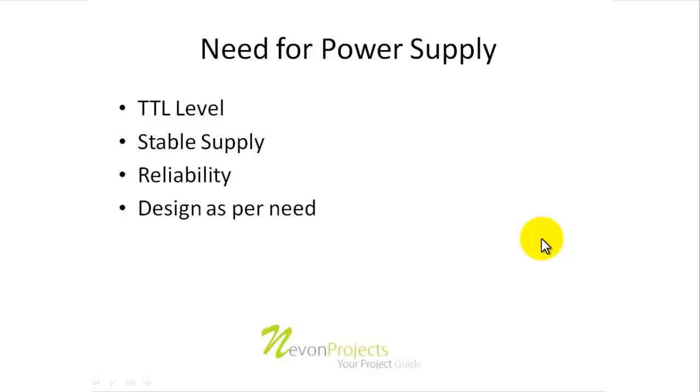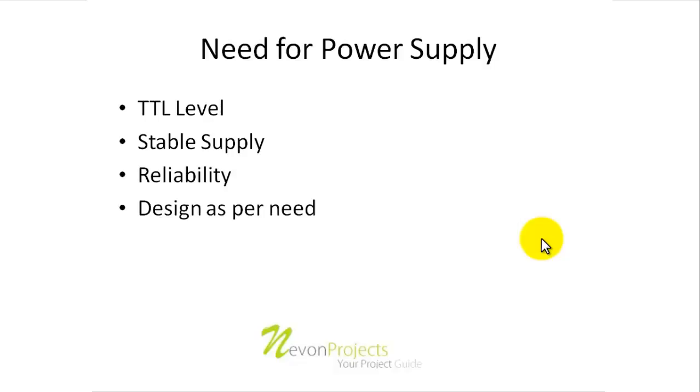So why do we need a power supply? Our project actually needs a 5 volt DC power supply because it works on the TTL level, and the mains power supply that we get from the power boards is actually 230 volt AC. So if we give those signals directly to our microcontroller and our project board, it will get damaged. So for that purpose we need a power supply section.